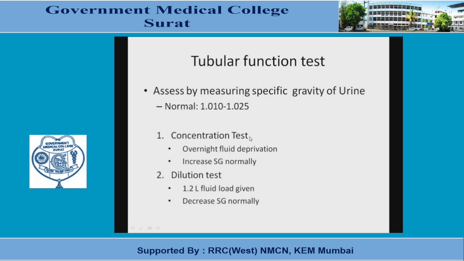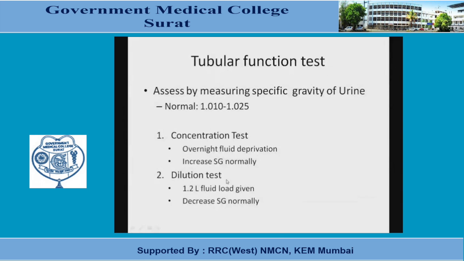Mainly two types of tests are used, the concentration test and the dilution test. In the concentration test, overnight fluid deprivation is done in the patient. In the morning, 2 samples are collected with a 1 hour gap. Specific gravity of the urine is measured in the 2 samples. If at least in 1 sample the specific gravity is more than 1.025, it is suggestive of normal concentration ability of the tubular cell. This test is to be avoided in a dehydrated patient, remember.